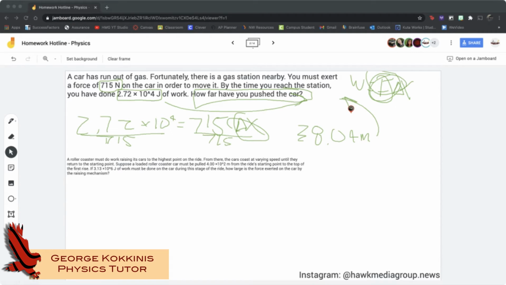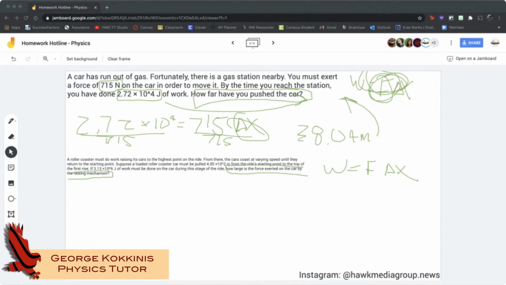Now, since I know this topic, we're going to use this equation for the second question. Work equals force times distance. Now, if you look at the last, pretend I read all of this, running out of time, but pretend I read all of this. We can take a look at the last sentence. Usually the last sentence is always the question. How large is the force exerted on the car by the racing mechanism?